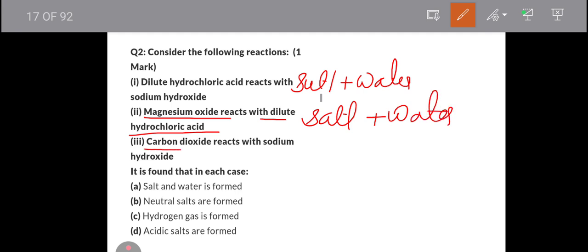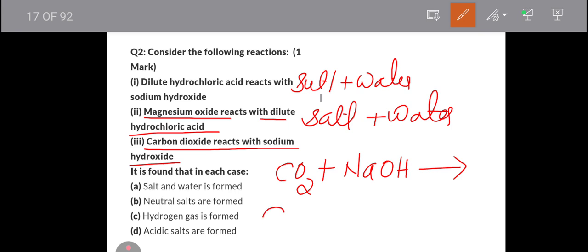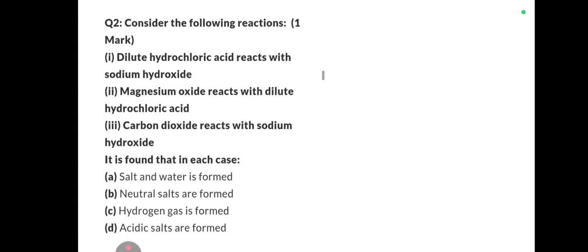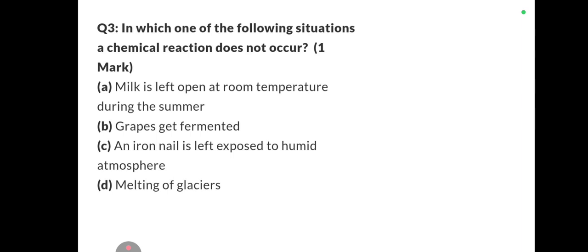Now in the last case, carbon dioxide reacts with sodium hydroxide. Sodium hydroxide means NaOH. So what we will be getting? We will be getting sodium carbonate, Na2CO3, plus water. This sodium carbonate can also be treated as a salt. So we are getting salt and water. In all these 3 reactions, the product that we are getting is salt and water. So the correct option is salt and water is formed. Hope this question is clear to you. Let's move to the next question.